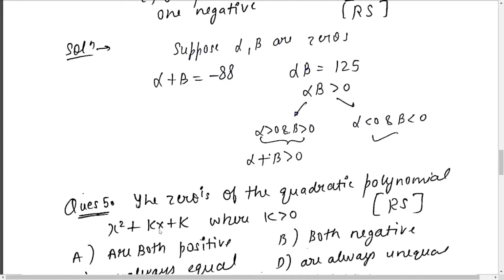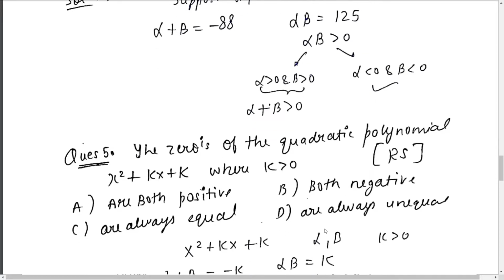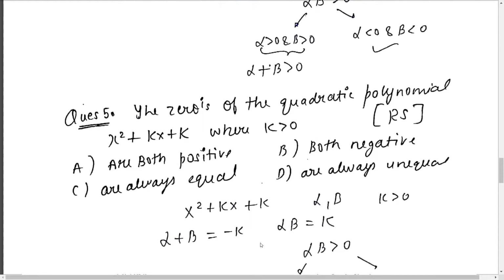Now they have replaced the coefficients by k. If this polynomial is given and given k is greater than 0, then we have to predict the roots. This question is also again from your RS. So we'll proceed similarly. If suppose alpha and beta are the roots, so alpha plus beta is equal to minus k and alpha into beta is given as k. Now we are given that k is greater than 0.